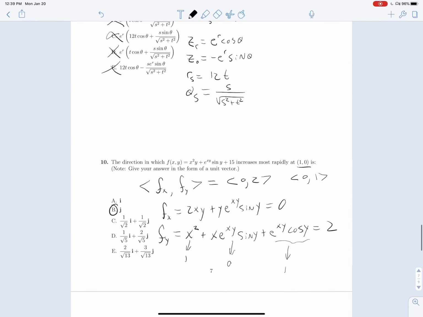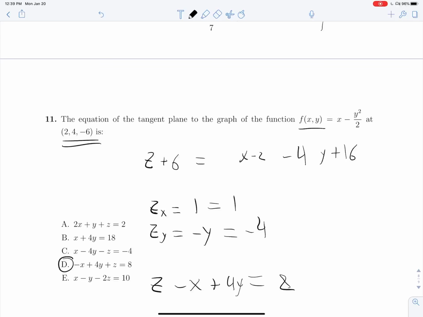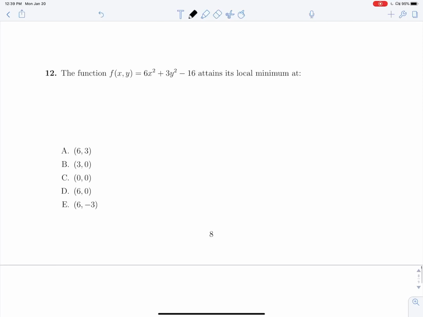But it's also important to remember that with this question we can only use this equation that we had up here, z minus z naught equals zx, x minus x naught plus zy, y minus y naught, if our equation is explicitly defined in terms of z equals something. Otherwise, our equation is slightly different, and you'll definitely run into those questions if you have not already.